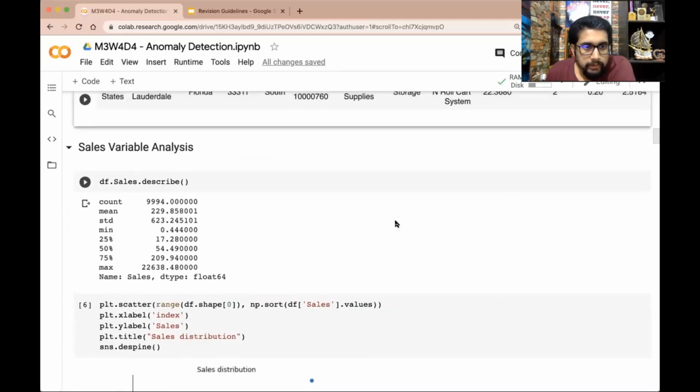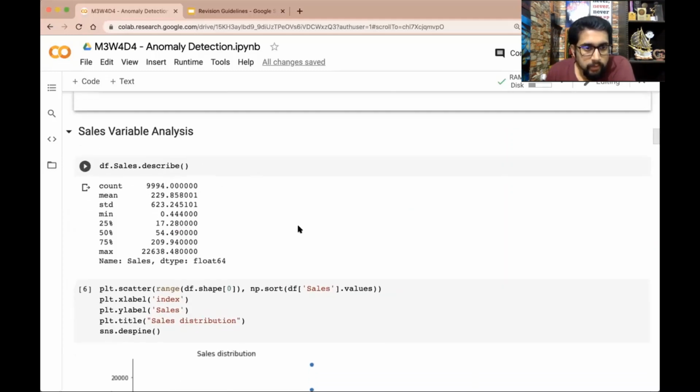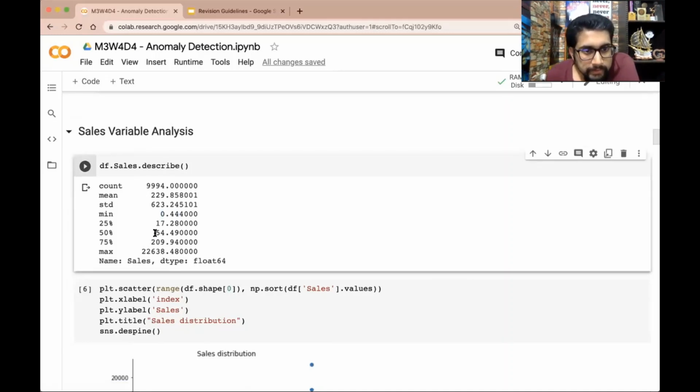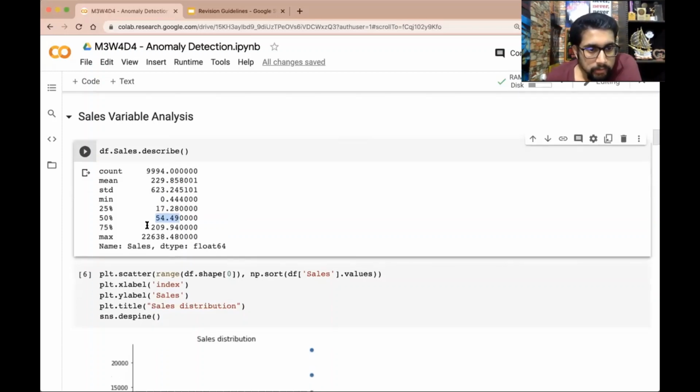I just did a df.sales.describe, so I can see that the minimum value is 0.44, the median is somewhere around 54.49. The 75th percentile is around 210, and the max value is very large, it's 22,638. So this is definitely an anomaly. This max value does not fit the distribution of the whole thing.